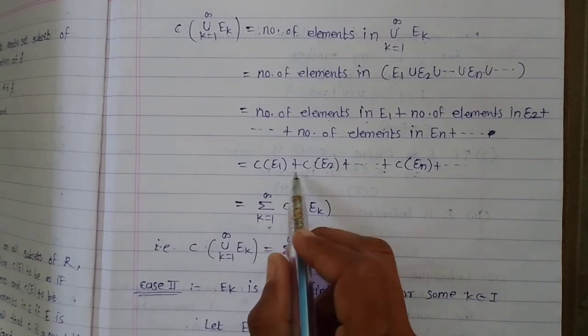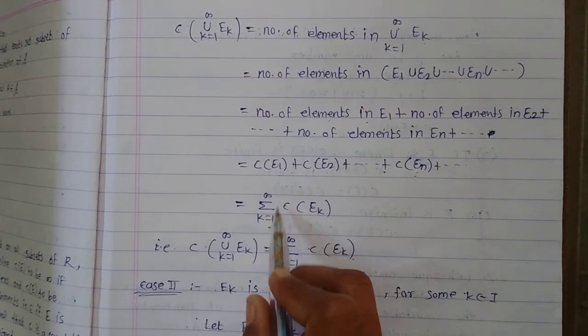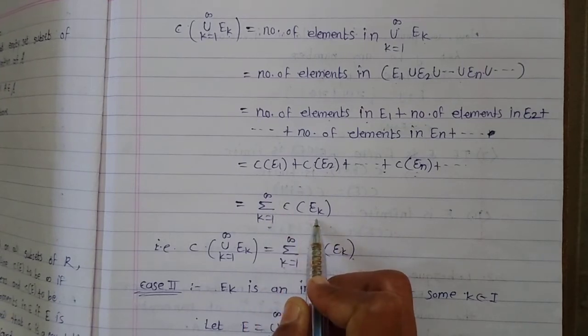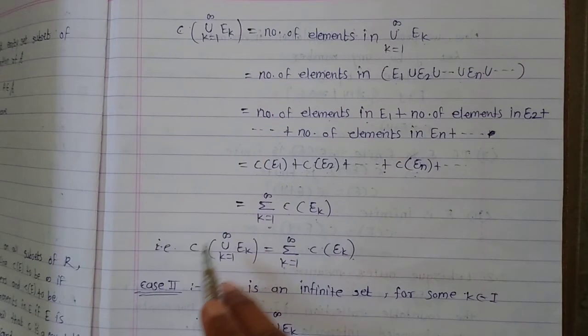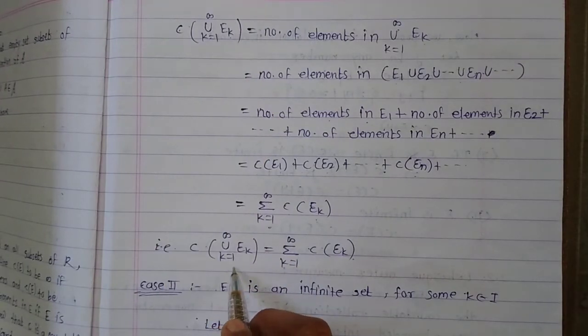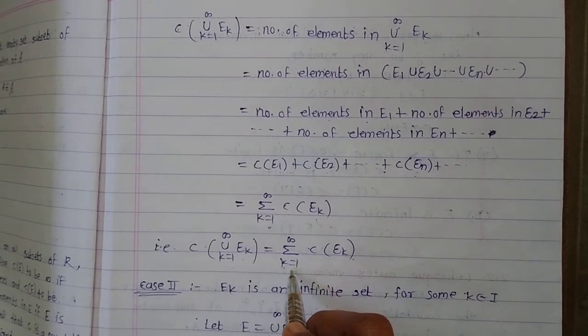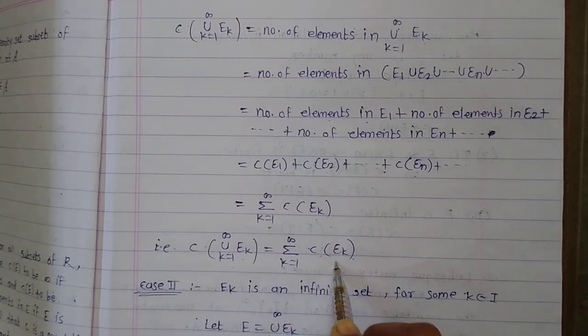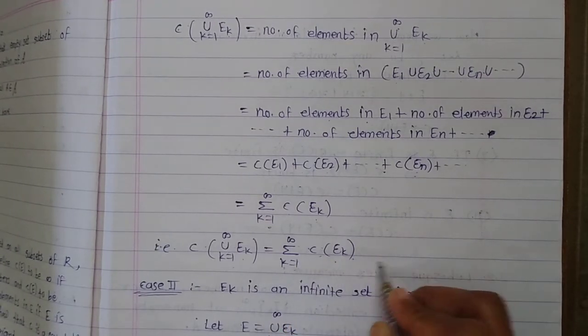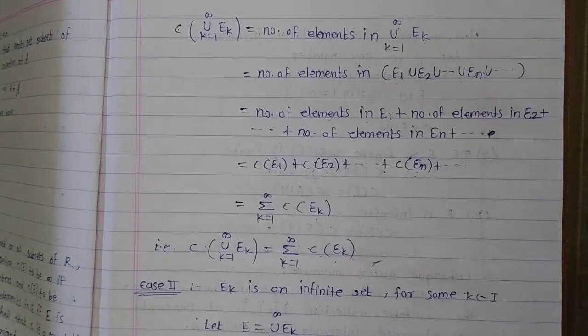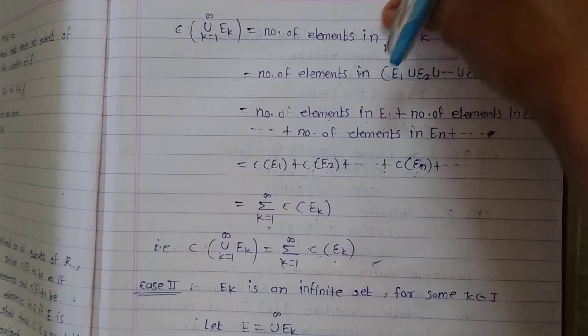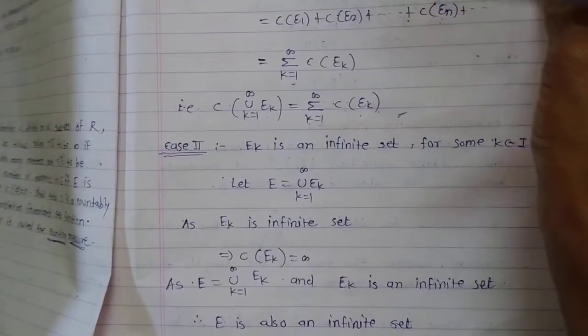So that means here summation k runs from 1 to infinity of C of Ek. So here we consider C of union k runs from 1 to infinity of Ek, and we obtain that it is equal to summation k runs from 1 to infinity of C of Ek. That means the property of countable additivity is satisfied. Now consider the second case.